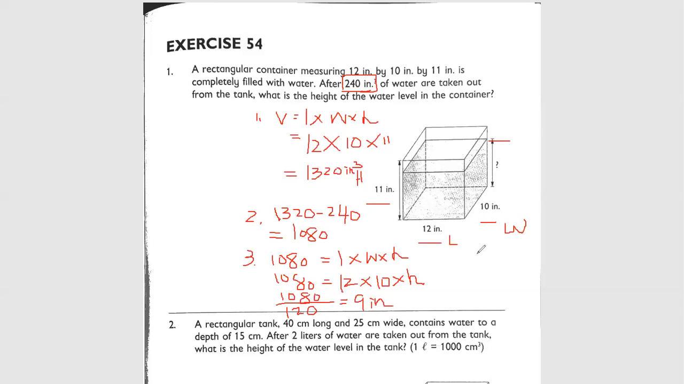Because if we filled all the water in this container, the water level would be 11 inches high. Now we took out some portion of the water, so right now this would be our new height. So the new water level height will be 9 inches. Okay, very good. If you have a question, give me one in the group chat.